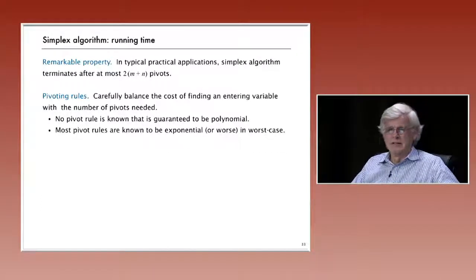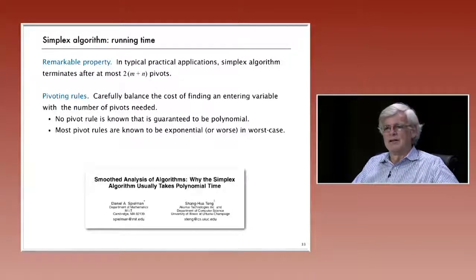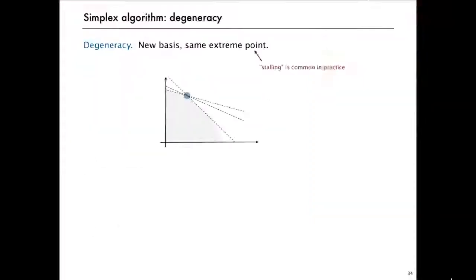Now, you could use other pivoting rules, and there has certainly been a huge amount of research on trying to figure out exactly what to do. Nobody knows a pivot rule that'll guarantee that the algorithm is fast or runs in polynomial time. Most of them are known to be exponential in the worst case, but the real world problems maybe aren't worst case. Certainly people have looked at all different ways to try to understand why the simplex algorithm usually takes polynomial time. This is a recent paper on the topic.